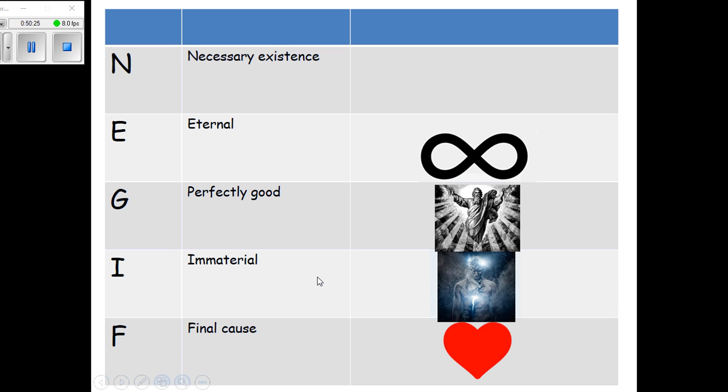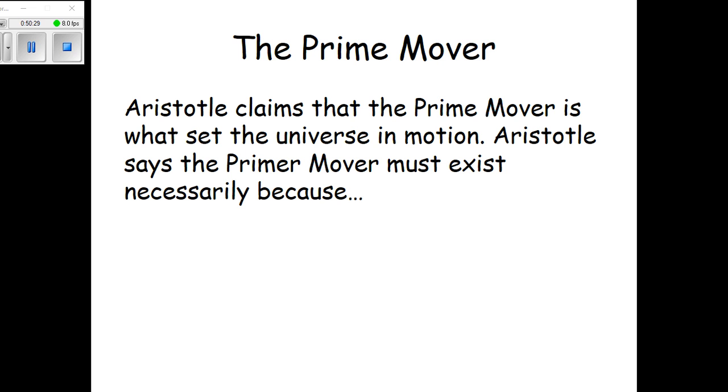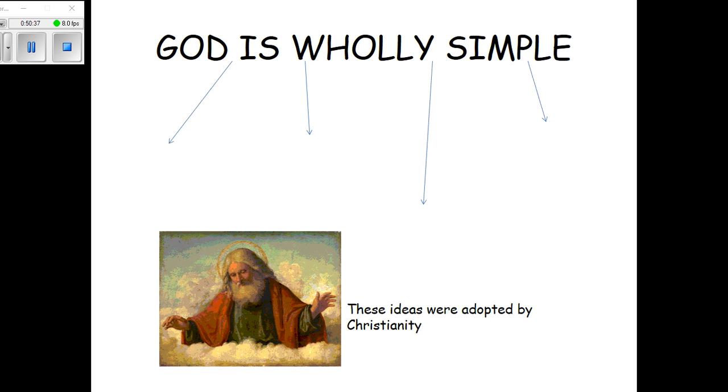So necessary, eternal, perfectly good, immaterial, and final. So Aristotle claims that the prime mover is what sets the universe in motion. Must exist necessarily because God is wholly simple. And this means he's just pure actuality. He can't be anything other than that which he is. Because if he was, then he'd have the potential to change, and change equals imperfection.